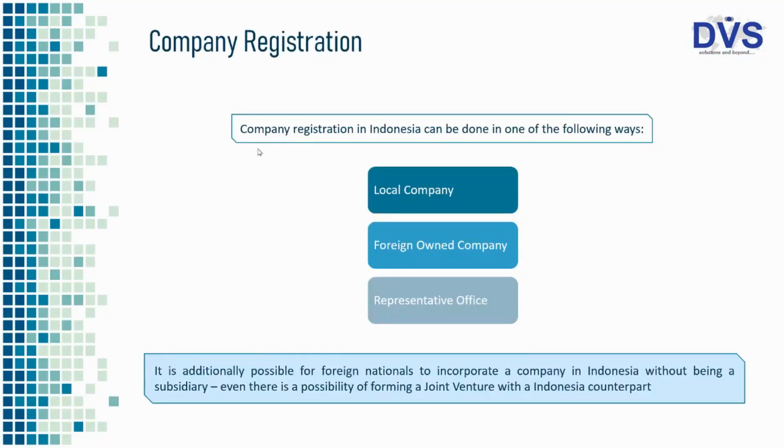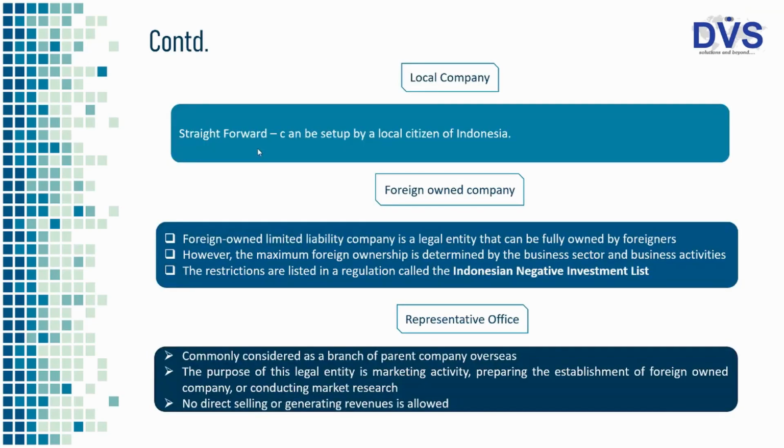Formation of a company can be broadly subclassified into three formats. One is a local company, another is a foreign company, and the third is a representative office. In the next few slides we will understand the details of each one of them. A local company is straightforward, which can be set up by a local citizen of Indonesia. A foreign citizen who also holds a dual passport, where one of his nationalities is Indonesian, will also be eligible to set up a local company in Indonesia.